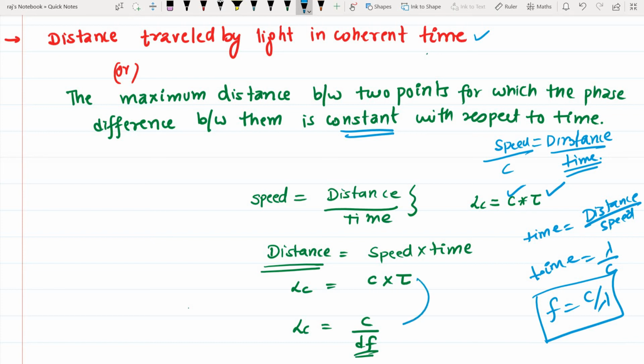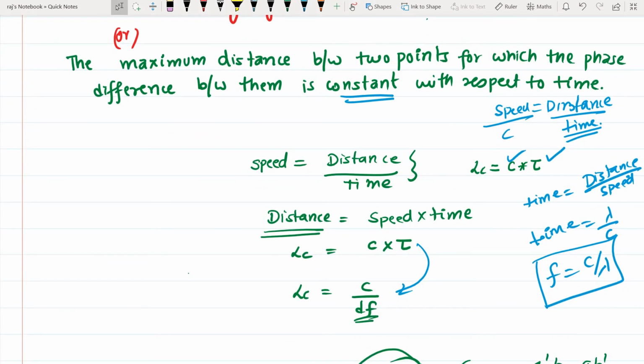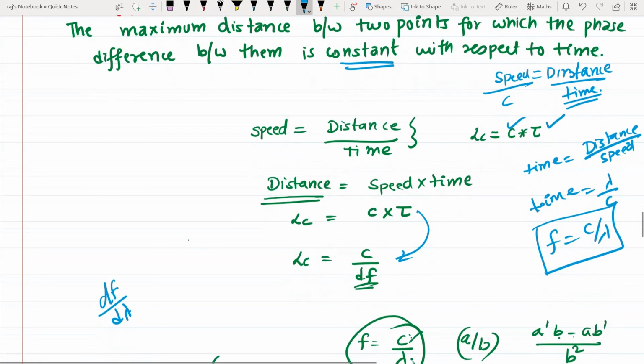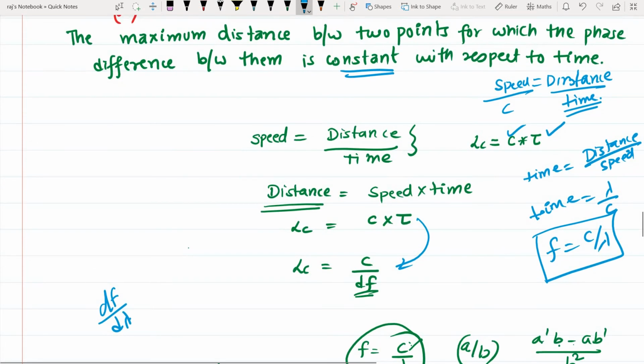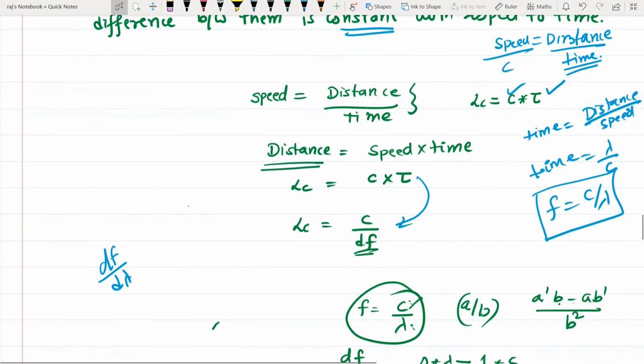Okay, also you know that coherent length is nothing but c into tau. Also we have already defined tau as 1 by df. So we have LC is equal to c by df. Now if you have the frequency c by lambda and you have to calculate df by d lambda, how will you calculate? Differentiating, since it is taking a by b form, you will first differentiate the numerator, keeping the denominator as it is, minus differentiating the denominator and keeping the numerator as it is. So a dash b minus a b dash by b square.